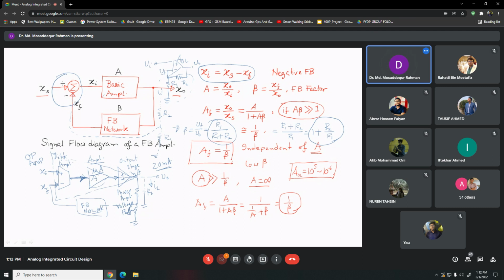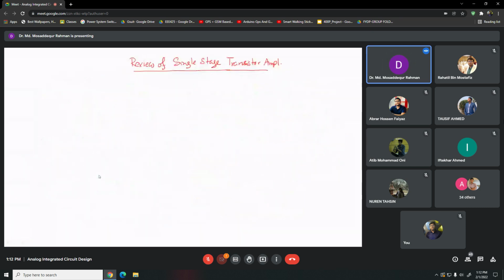That is the beginning of our analog integrated circuits, and probably the most popular and useful analog IC chip. So now we start our review of the single stage transistor amplifier.